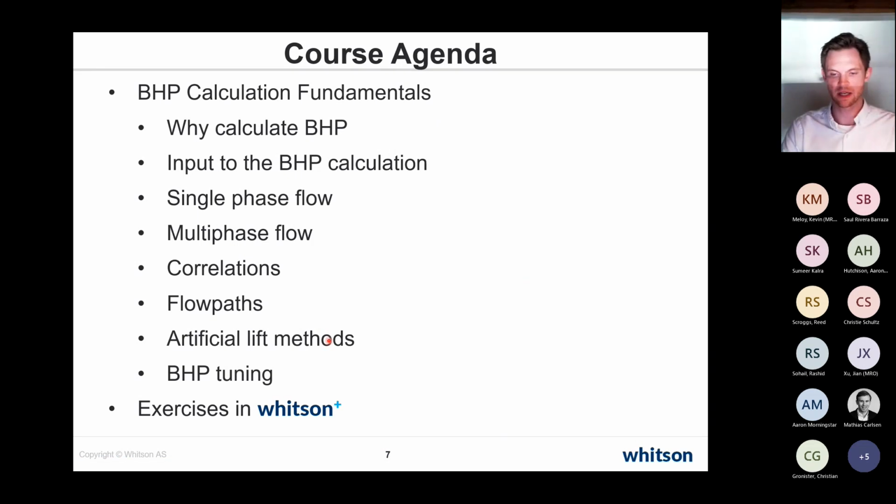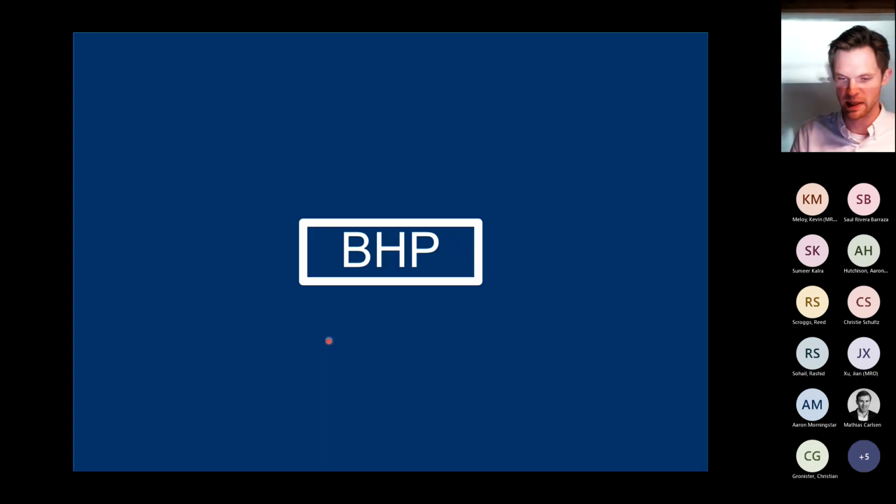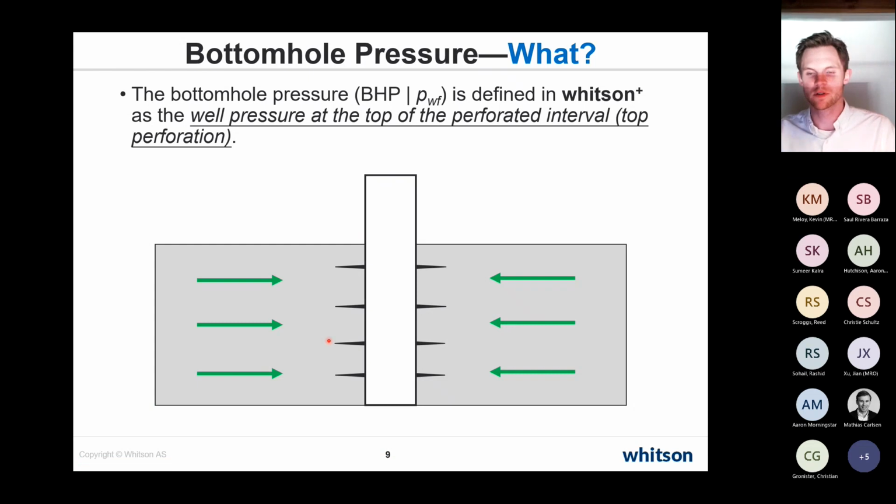So the agenda, like we've said now, 2 parts. First, some BHP calculation fundamentals. The headlines are given here in the bullet points, and then exercises. Okay, so BHP. First, we have to just set the stage and make clear what we mean by BHP, or bottom hole pressure, flowing bottom hole pressure. And in Whitson Plus, that's defined as the well pressure at the top perforation depth, or the depth at the top of the perforated interval.